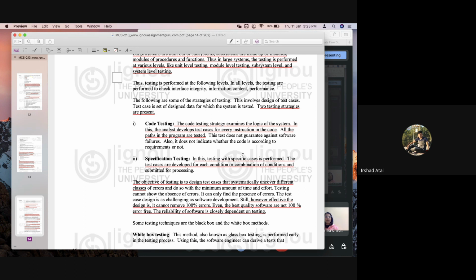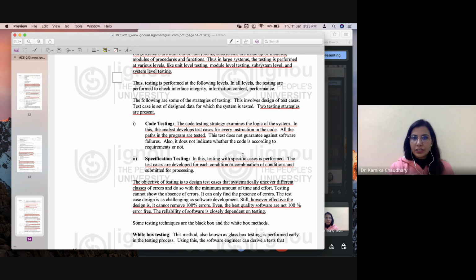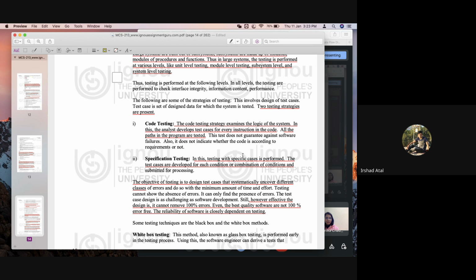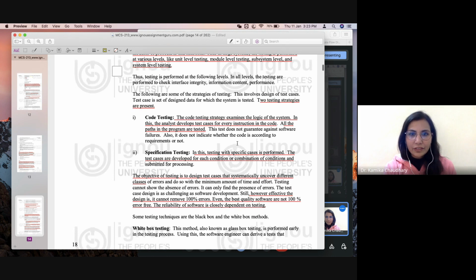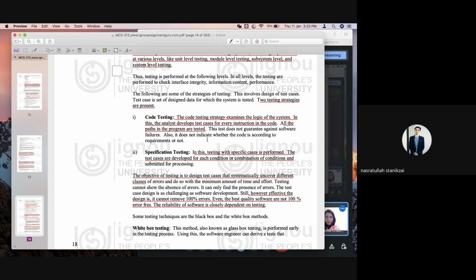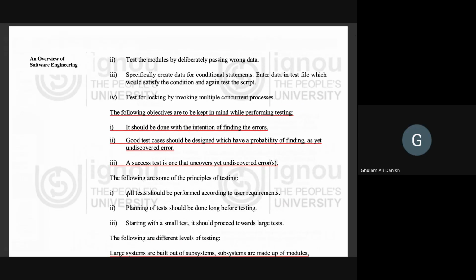Ma'am, can you zoom out? Can you zoom out the chapters? I'm not able to understand what you're saying. We can zoom out the picture. No problem, madam. You can't see properly. I can zoom. Can you see it?